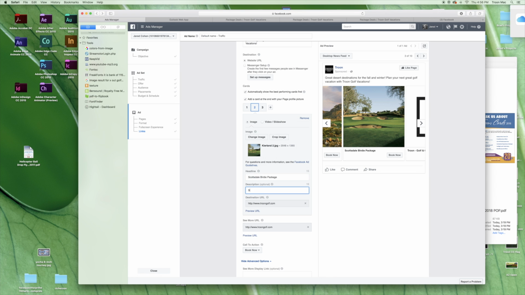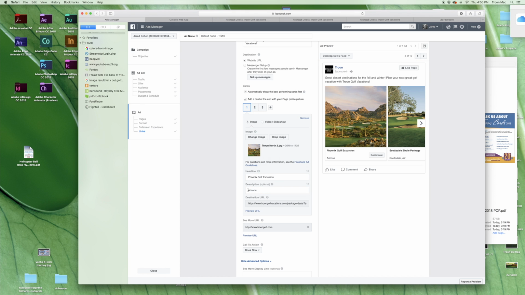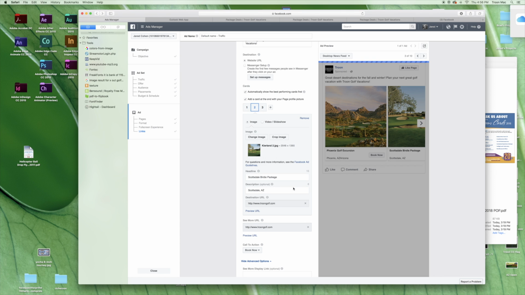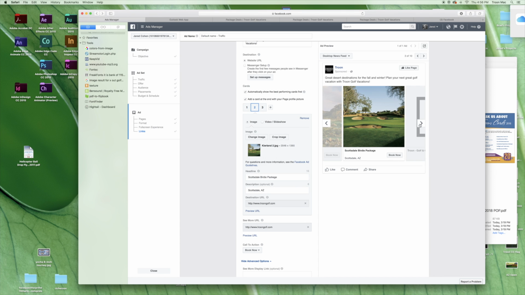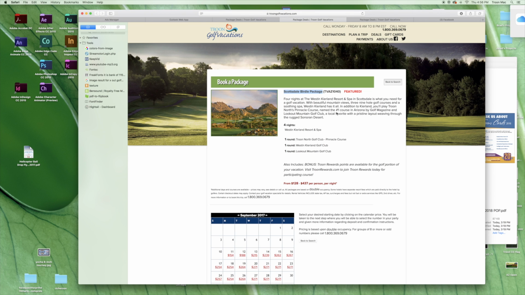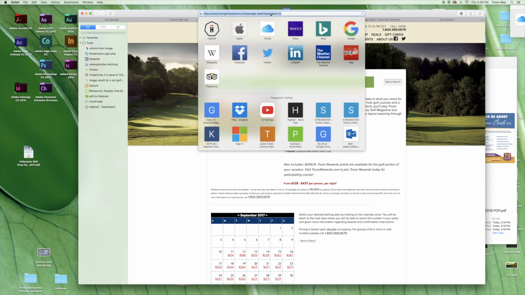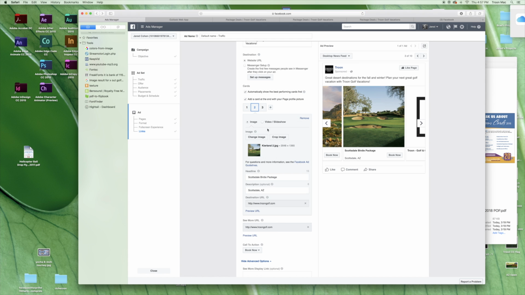Description, I'll throw in Scottsdale. Maybe I'll go back here and type in, go back like that and do that. So we've got Scottsdale, Arizona here. And then we go back and get the URL, make sure it's the correct one. Copy and paste it in the destination URL.